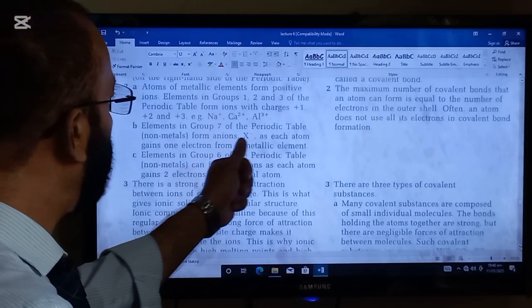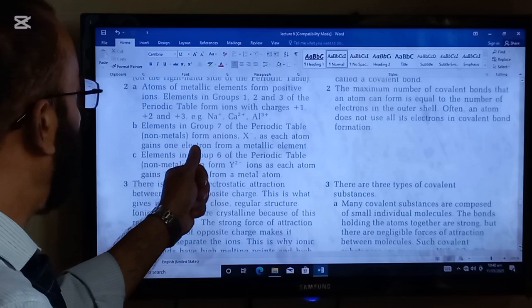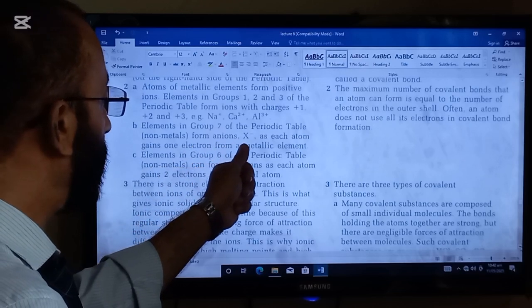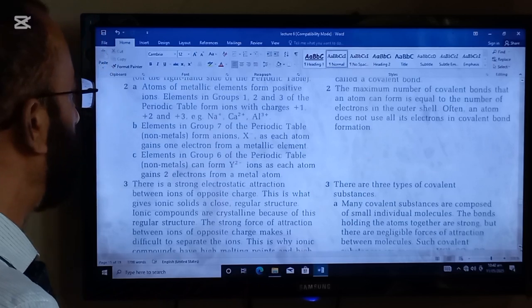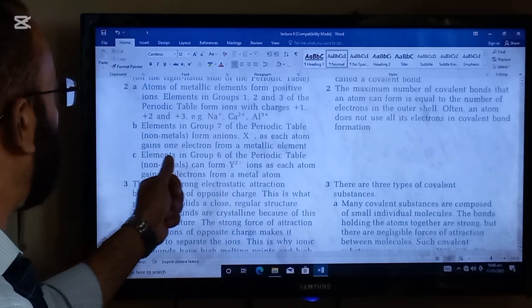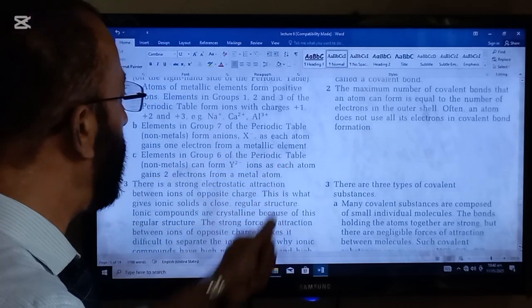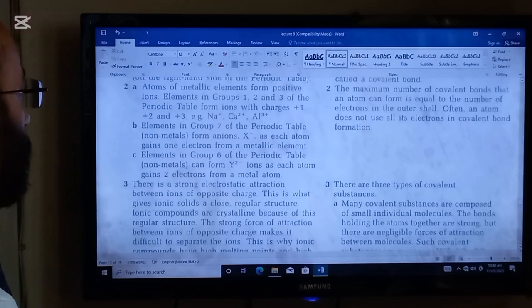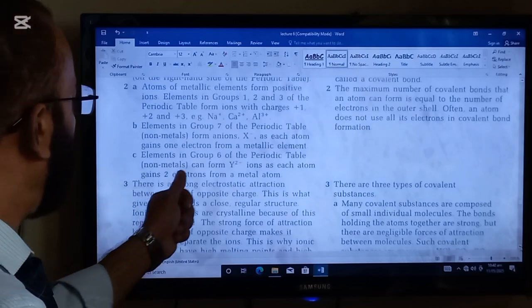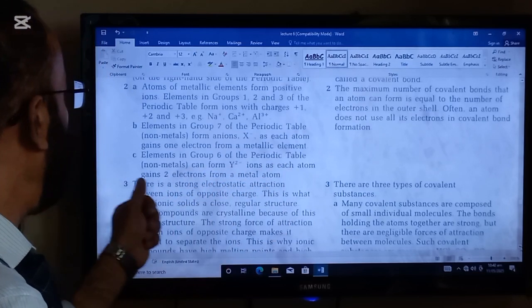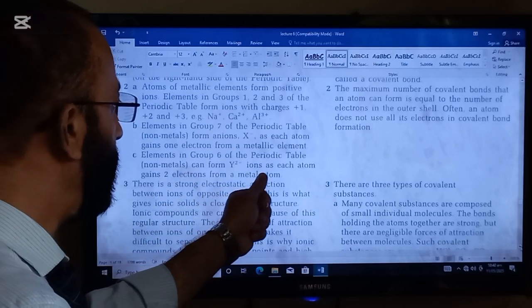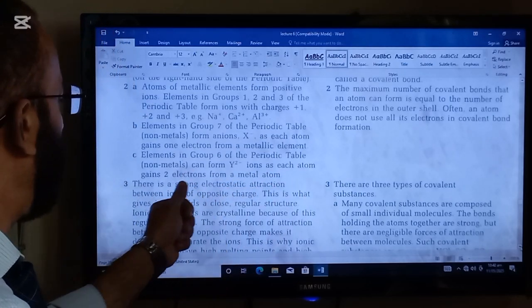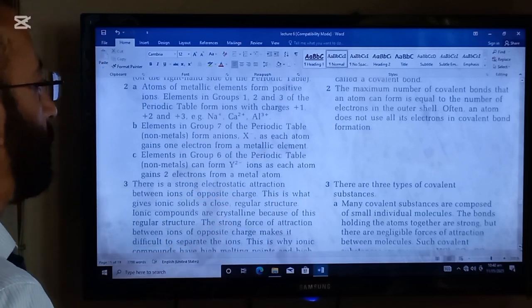Elements in group 7 of the periodic table, nonmetals, form anions. The general symbol is X-, as each atom gains one electron from a metallic element. Elements in group 6 of the periodic table, nonmetals, can form ions with the general symbol Y2-, as each atom gains 2 electrons from a metal atom.